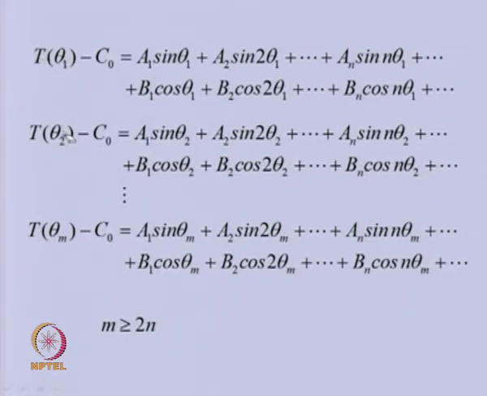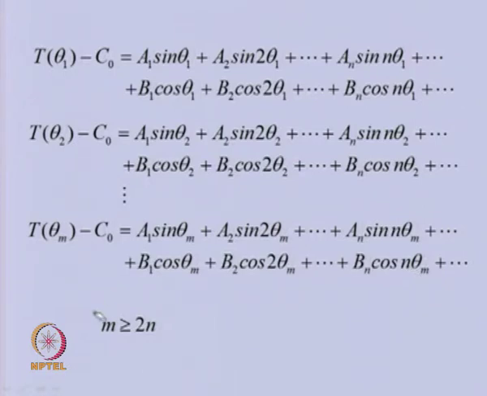Similarly, I can write this for theta 2, the same equation I am writing for theta 2. So, here also you can see all theta will be replaced by theta 2. All these constants will remain the same, they will not change with the angle. Then for theta m, we can write: here theta will be replaced by theta m.